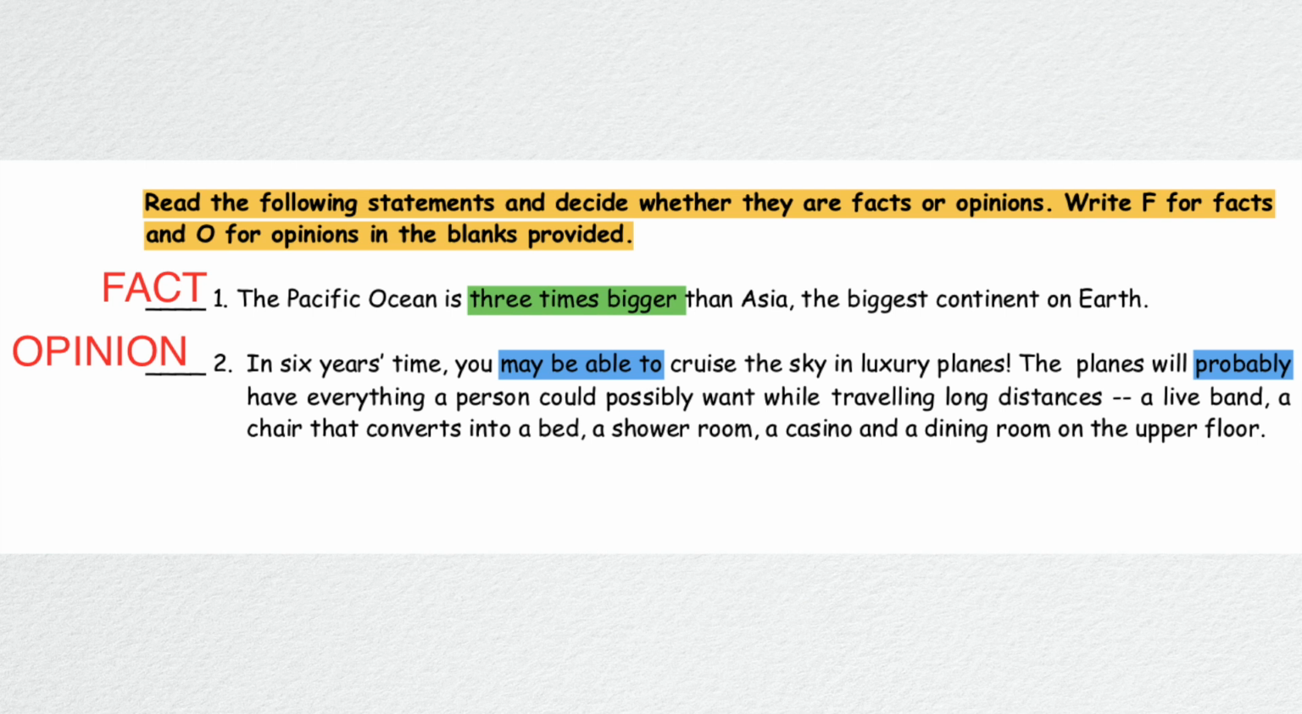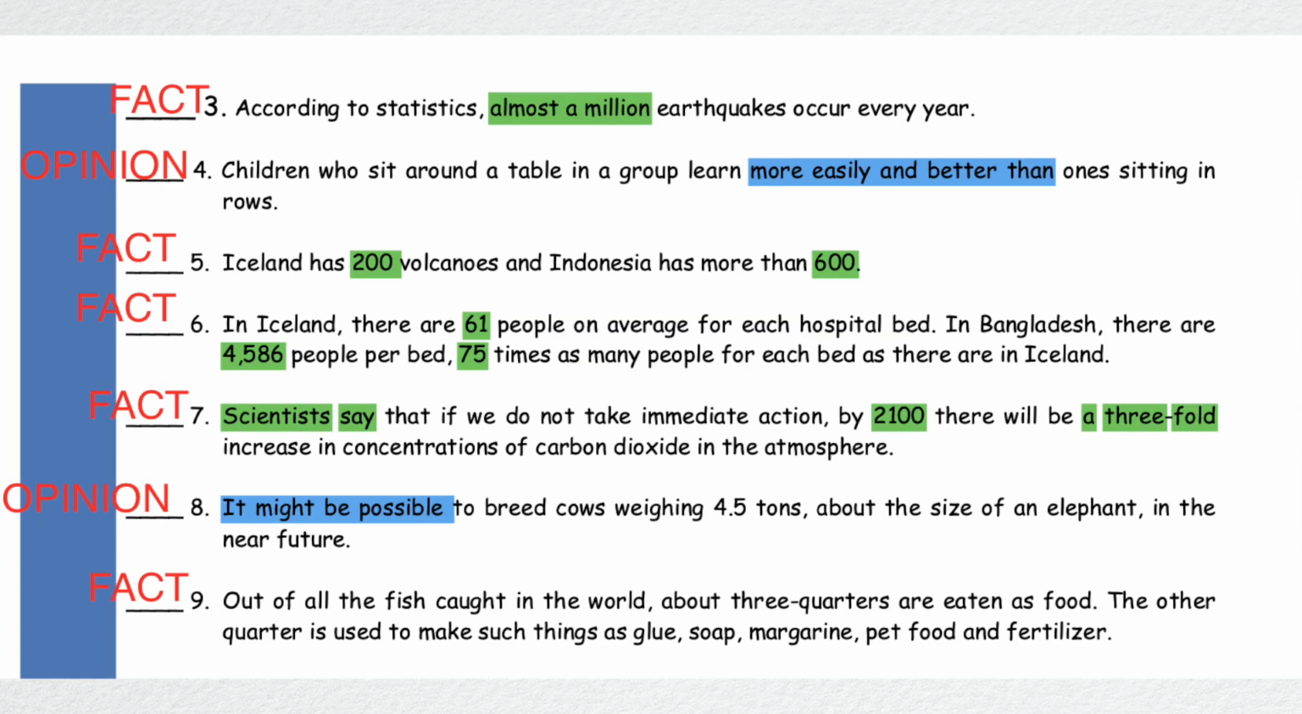This is an opinion. Opinions are usually stated by using words such as think, believe, feel, may, might, or best. Here, I have noticed an adverb, probably, and a modal verb, may. These words signal an opinion. Now look at the clue words highlighted in green and blue and check your answers.